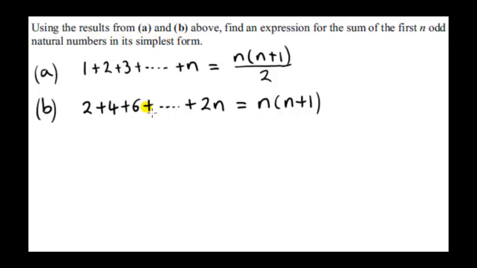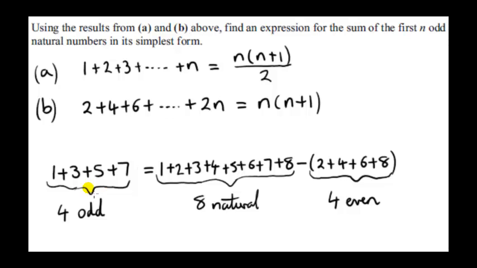Using the results from A and B, shown here, find an expression for the sum of the first n odd natural numbers. Now here is the approach that we are going to use. Suppose that we want the sum of the first 4 odd natural numbers. Well, as we know, those are the numbers 1, 3, 5, and 7. Now, what we do is we take the sum of the first 8 natural numbers, that's 1 plus 2 plus 3 plus 4 as far as 8, and subtract away the sum of the first 4 even numbers.